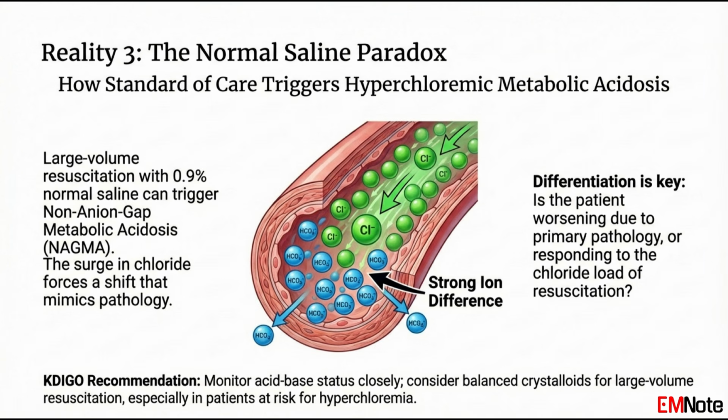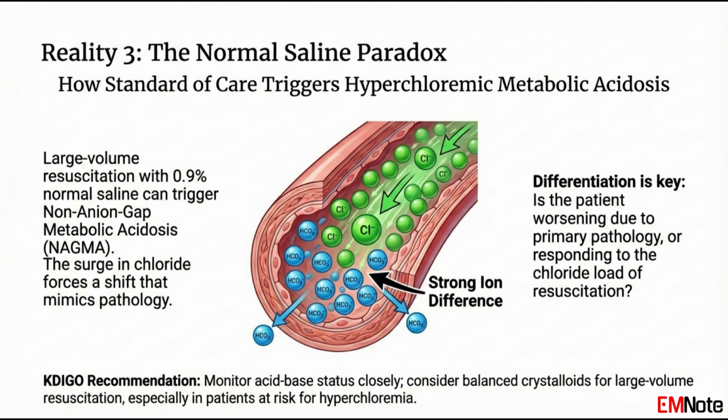So you're causing an acidosis by treating it. Correct. Okay, walk us through the physiological mechanism here. How does that happen? It all comes down to the strong ion difference. When you infuse that much saline, you're causing a massive surge in chloride ions. And the body has to compensate for that charge. Exactly. To maintain electrical neutrality, the body is forced to displace bicarbonate. And the result of that is? Non-anion gap metabolic acidosis. NAGMA, sometimes called hyperchloremic metabolic acidosis.